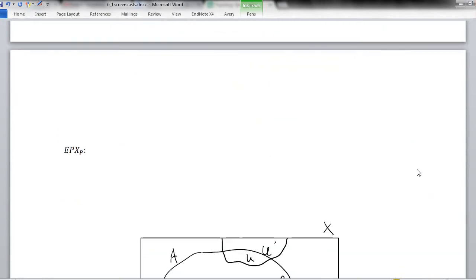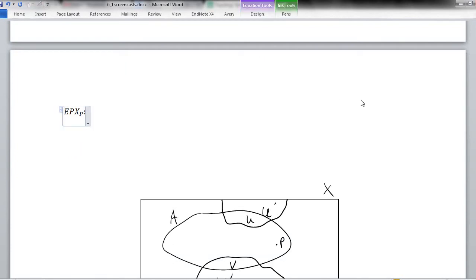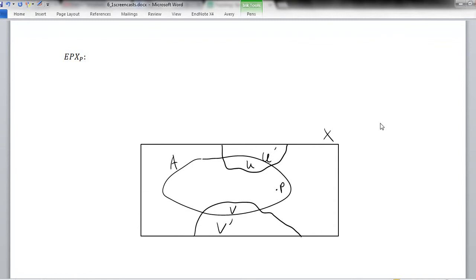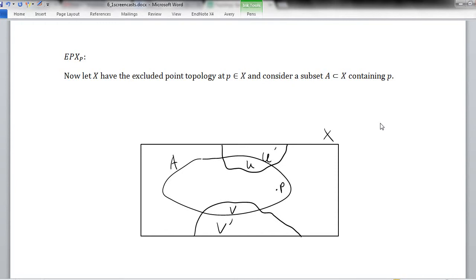Okay. Now let's try the same sort of thing for the excluded point topology on X at P. So now let X have the excluded point topology at this P in X, and consider a subset A of X containing P. This time, instead of assuming I have non-empty subsets whose union is A, I'm going to assume I have non-empty subsets that are disjoint. I'm going to prove that the union cannot be A.